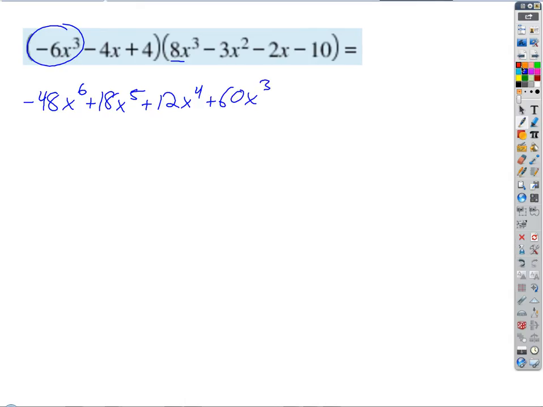Now we'll do the same thing for the negative 4x. Distribute that all the way through. It actually makes sense to do the variable part first, so you know which column to go in. So x times x cubed is what? X to the fourth. So it goes in this column, and what's the coefficient going to be? Negative 4 times 8 is negative 32x to the fourth, so it goes there. If we distribute to this term, x times x squared is x cubed, so it goes in this column, and negative 4 times negative 3.